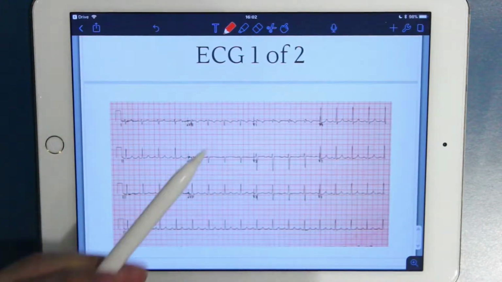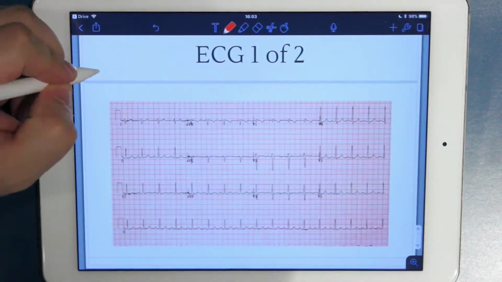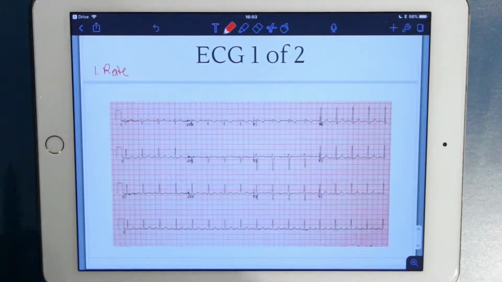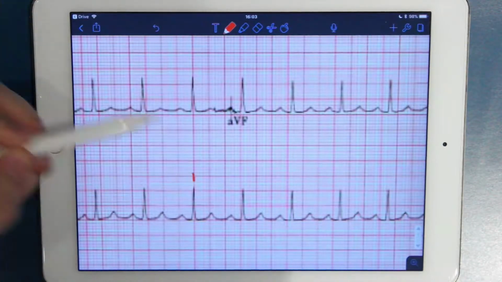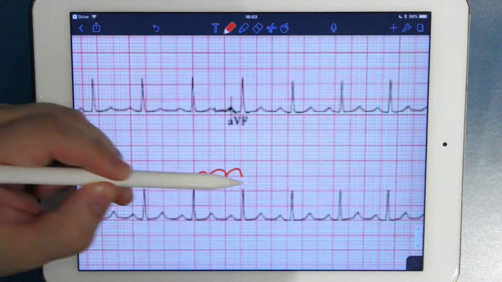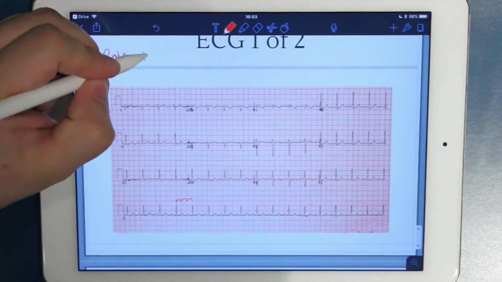What you'll notice here is that we have two different ECGs, and that's because there's a drastic change between the first and second one. So let's go right away to our rate. Okay, it looks pretty regular. So what we'll do is zoom in and do the 300 method. There's our first RR interval. And let's go 1, 2, about 3 boxes. So 300 divided by 3 means about 100 beats per minute.